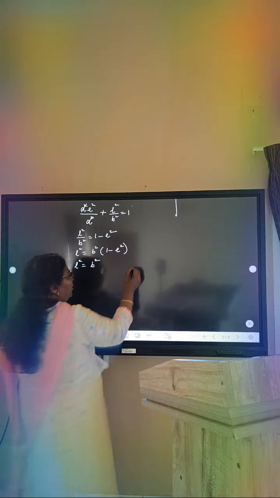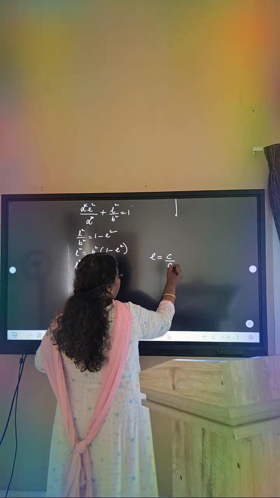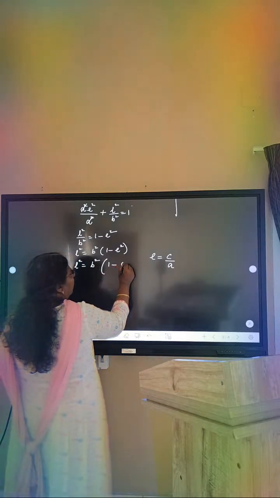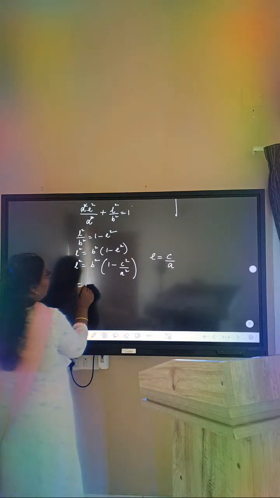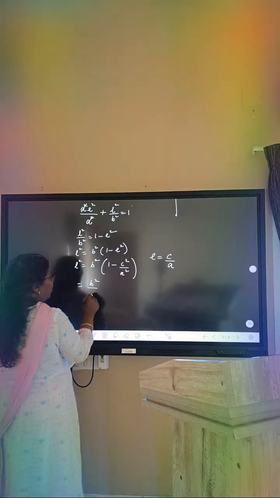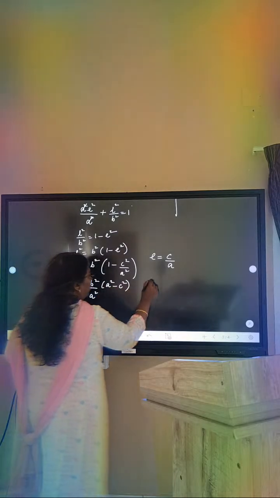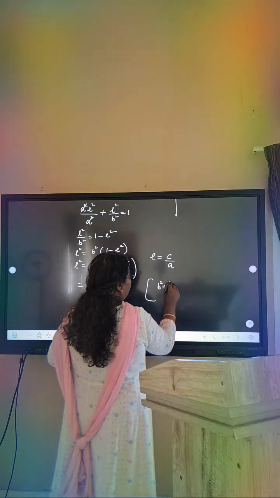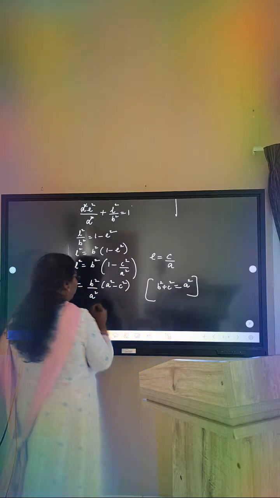What is e? E is equal to c by a. Therefore this is equal to 1 minus c squared by a squared, and therefore this is equal to b squared by a squared into (a squared minus c squared). But you have a relation, b squared plus c squared is equal to a squared, and therefore a squared minus c squared is b squared.